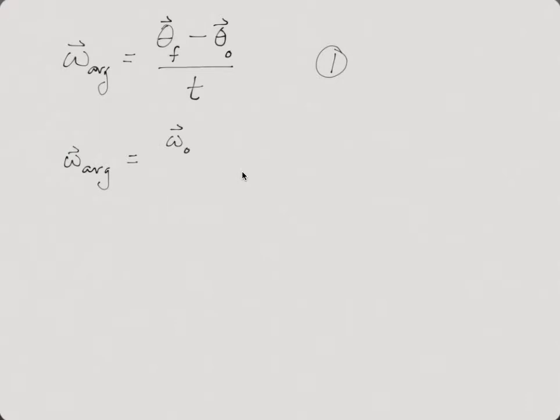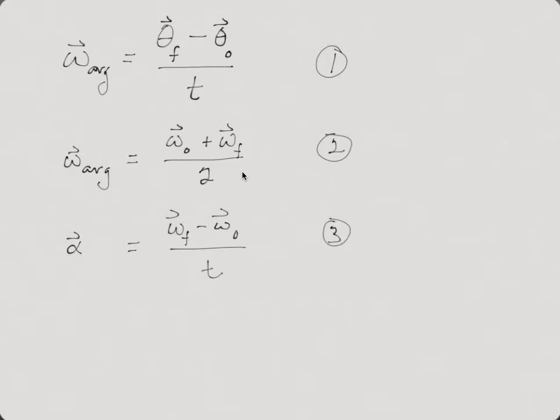Our instantaneous velocity plus our final instantaneous angular velocity all over 2. Okay. And then we want to look at some constant acceleration. And so our constant acceleration is going to be defined based on our instantaneous angular velocities as well, divided by t.